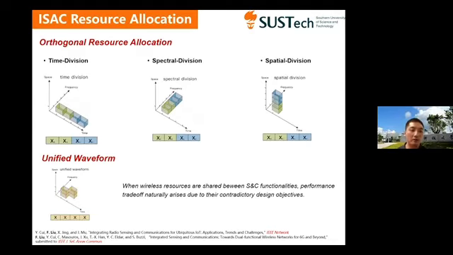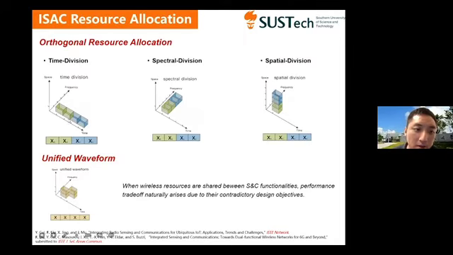Okay, so a basic problem in the theoretical foundation of ISAC is the so-called ISAC resource allocation, which is also the motivation to study the trade-off between sensing and communication functionalities. From a very straightforward perspective, we can have orthogonal resource allocation for sensing and communication. In this sense, we can have time division, spectrum division, or spatial division.